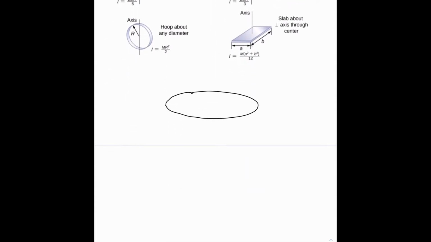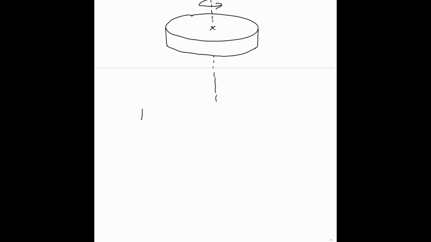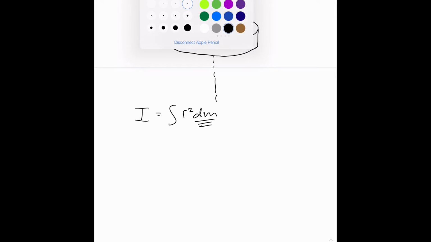So I'm not going to draw such a long or tall solid cylinder. I'll make it look more like a disc. The axis of rotation here is one that passes through the center and perpendicular to the plane of the disc. And we'll start with the same place we started our other derivations. The definition for rotational inertia is equal to the integral of r squared dm. And as always, we really need to picture what we mean by dm. So let's do that.